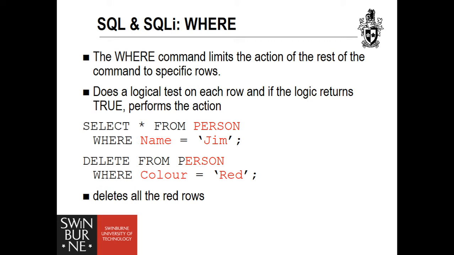So that means we want to display the data from the table person, which is the data where name is equal to Jim. Same thing with where color is red. It's like a condition. In the case of delete, where is the condition.